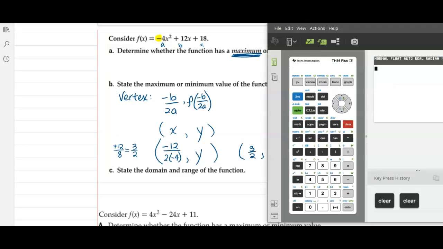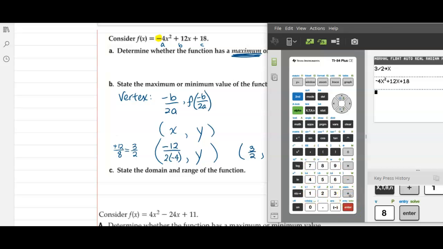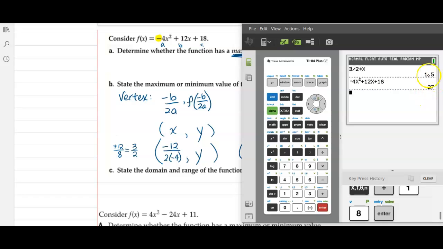Let's use our calculator. I'm going to take 3 divided by 2 and store that for x. Then I'm going to type my function, negative 4x squared plus 12x plus 18. Slide my screen over a little bit so you can see better.